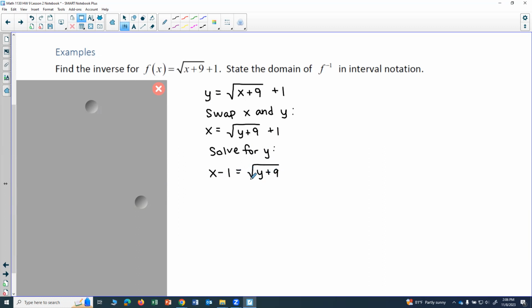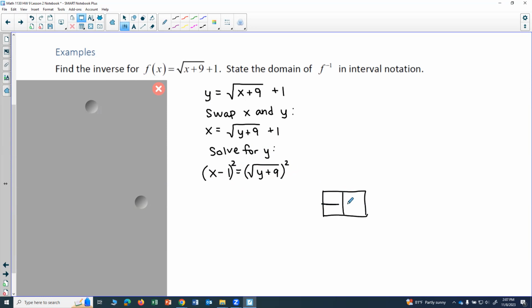Now at this point, I want to get rid of that square root so that I can get y by itself. So I'm going to go ahead and square both sides of my equation. So I'll have (x minus 1) squared on the left and the square root of (y plus 9) squared on the right. Now over here, (x minus 1) squared, I have to multiply that out. Now you can FOIL it out, or you can use the box method to multiply.